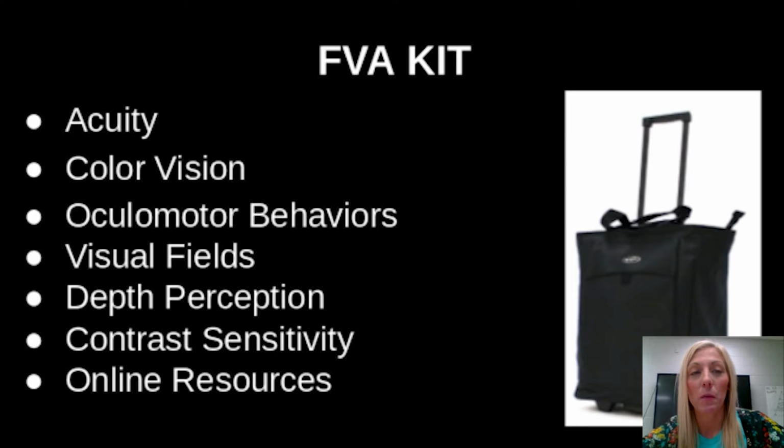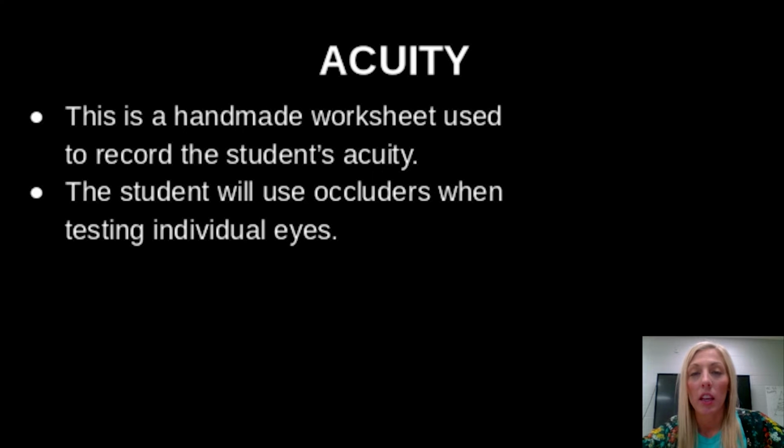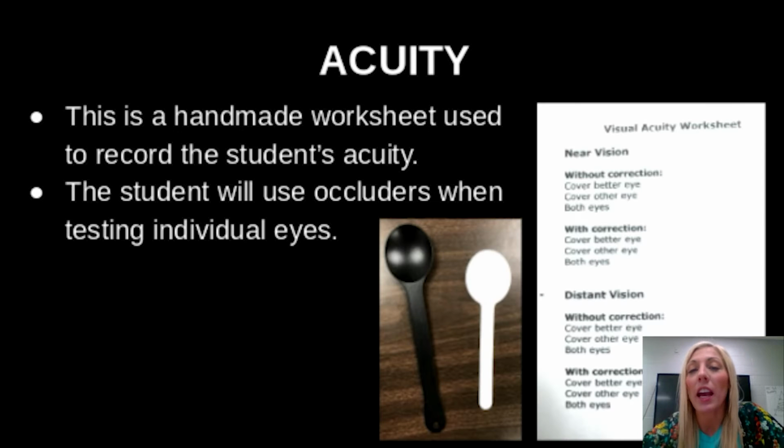Okay, so we're going to start with acuity. This is a handmade worksheet, and basically it just lists near vision and distance vision, and it breaks it down with and without correction for both the right eye, the left eye, and then both eyes working together. We allow our students to use their hand, especially when they're younger. It's a lot easier if you're doing it individualized to allow them to use their hand to cover.